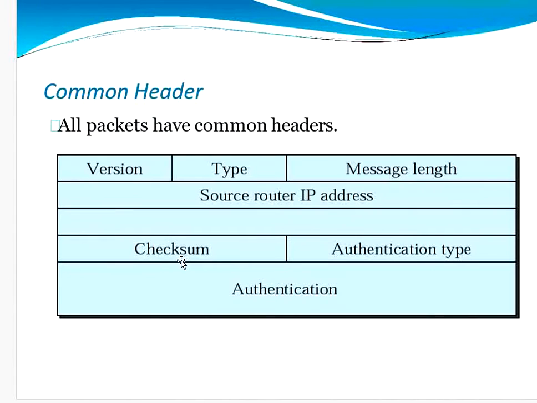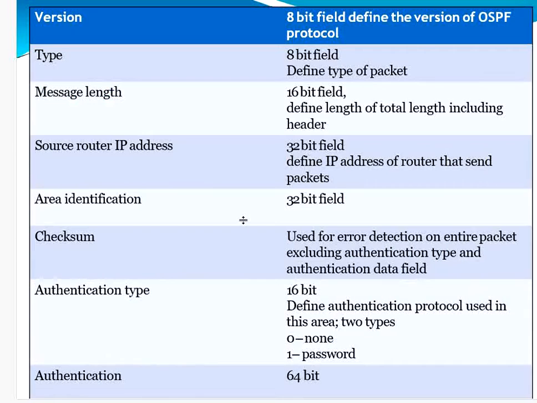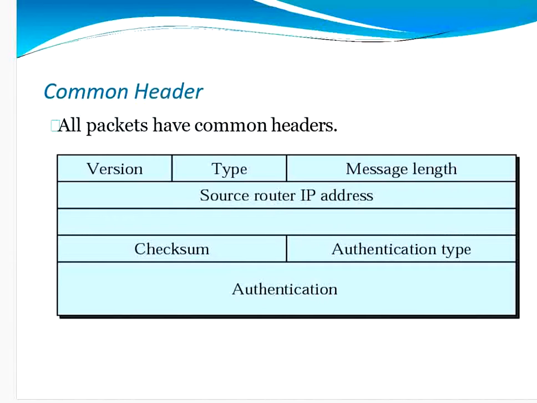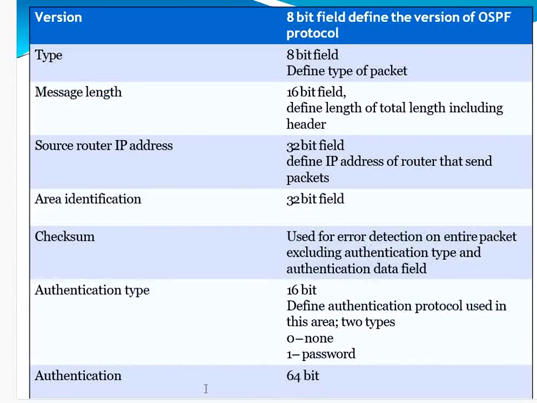Again, in this common header we are using the checksum. The checksum is generally used for error detection on the entire packet, excluding the authentication type and authentication data field. Next in the common header is the authentication type. It is 16 bits, and it defines the authentication protocol which is used in this area. Authentication type value 0 means none, and authentication type value 1 means password.